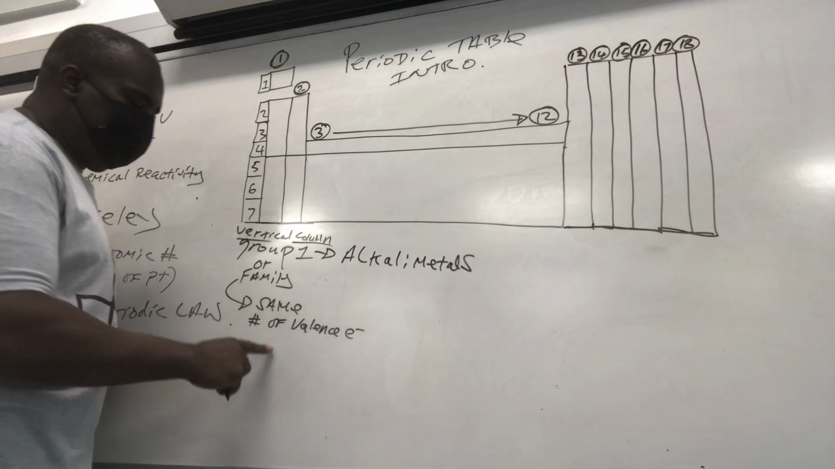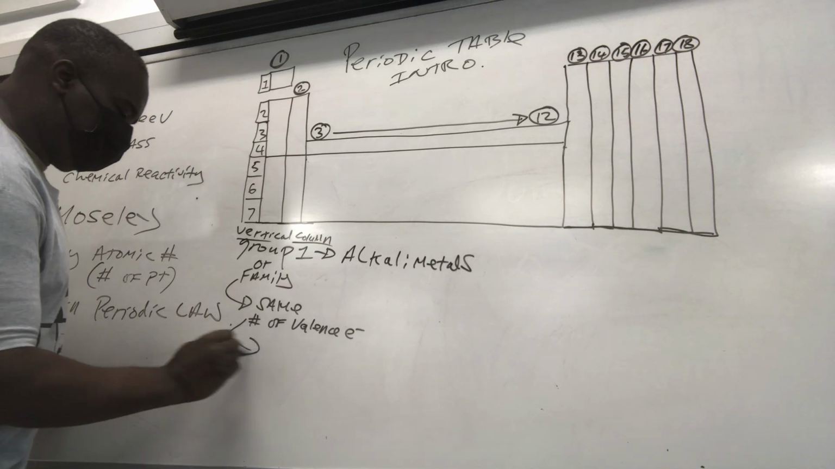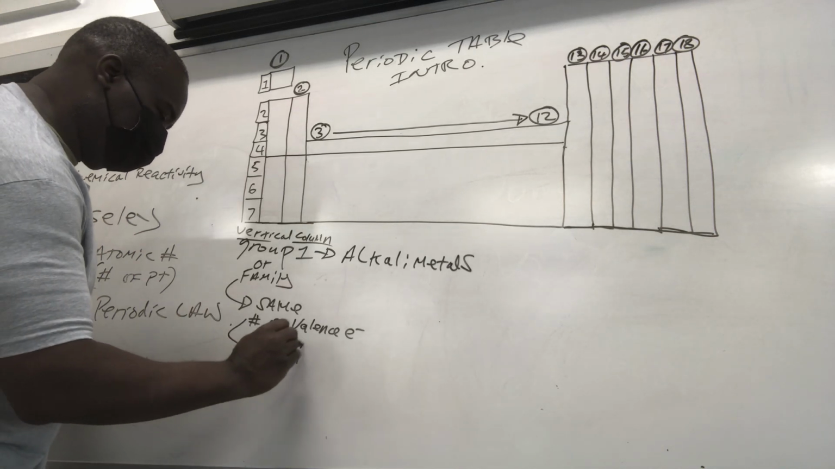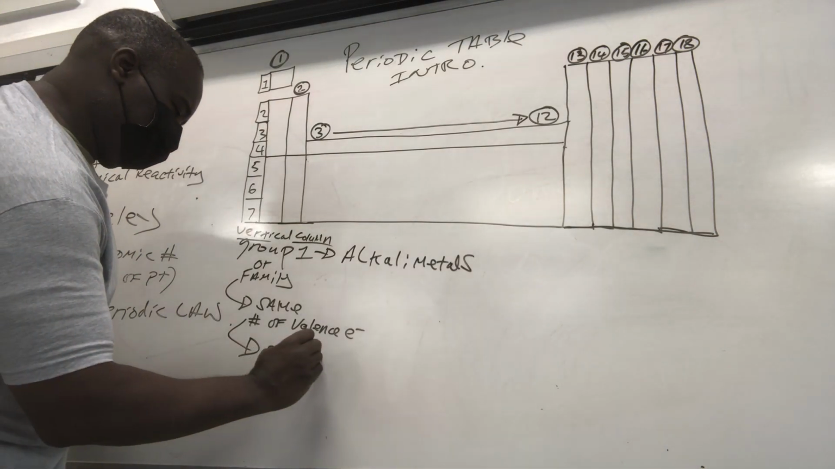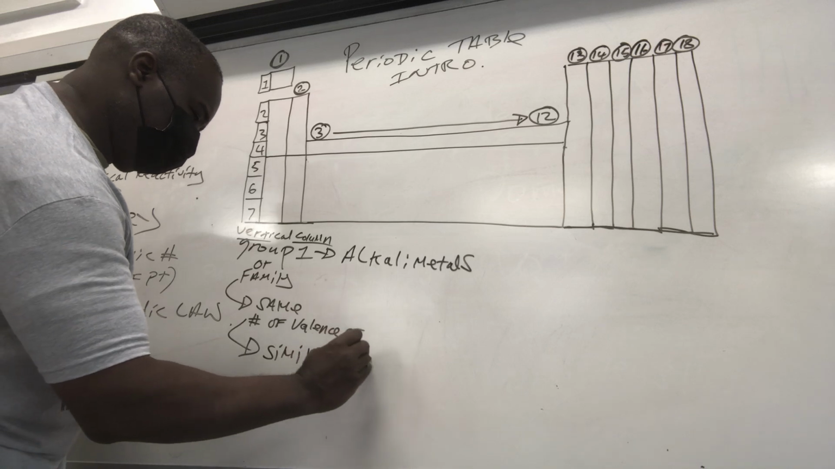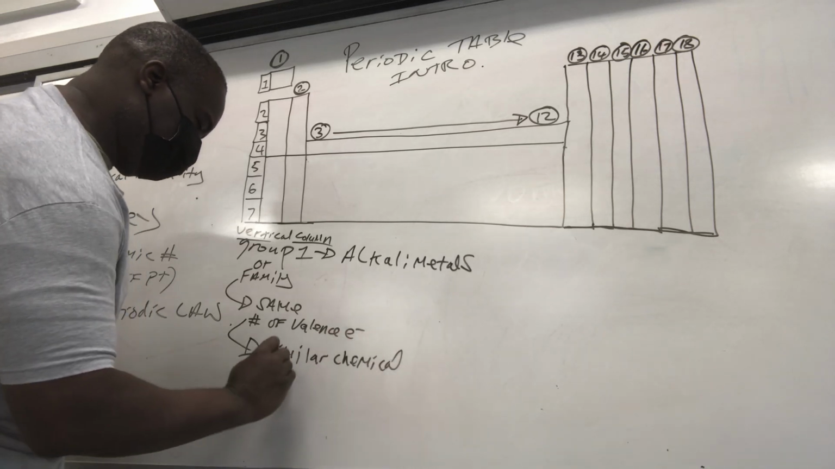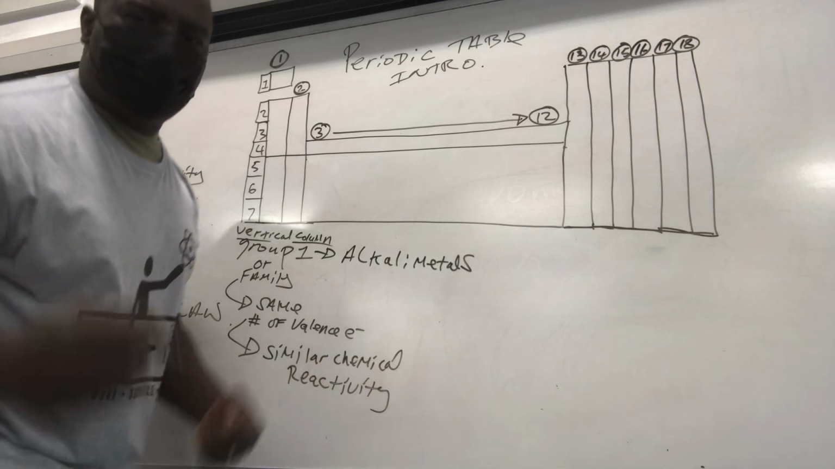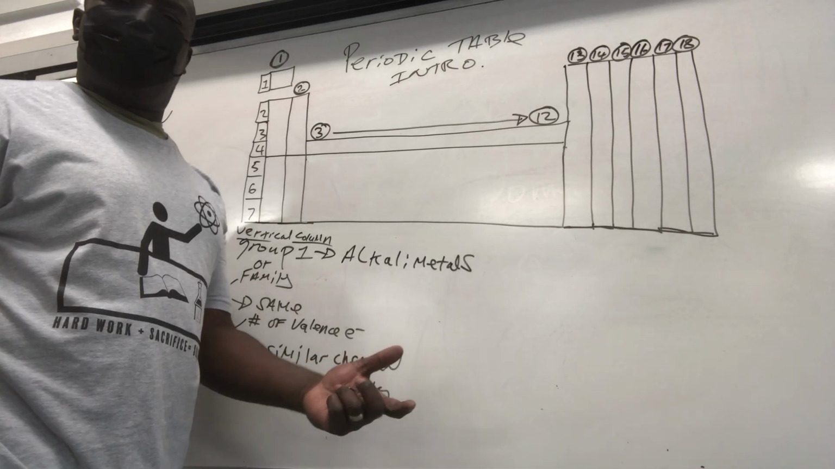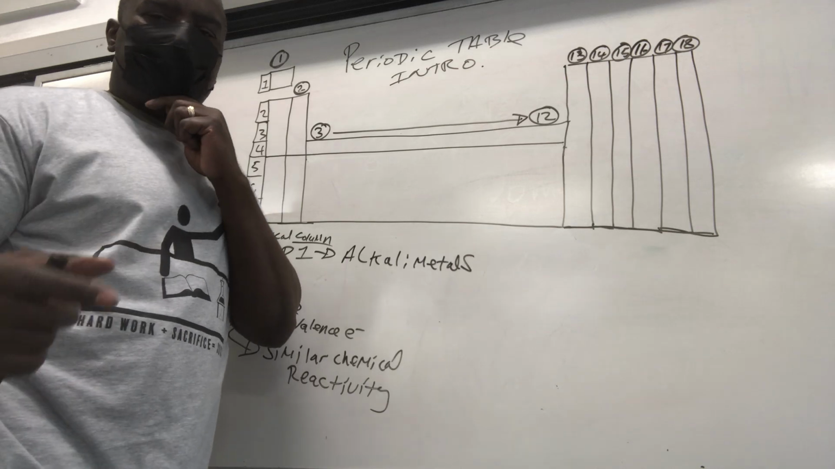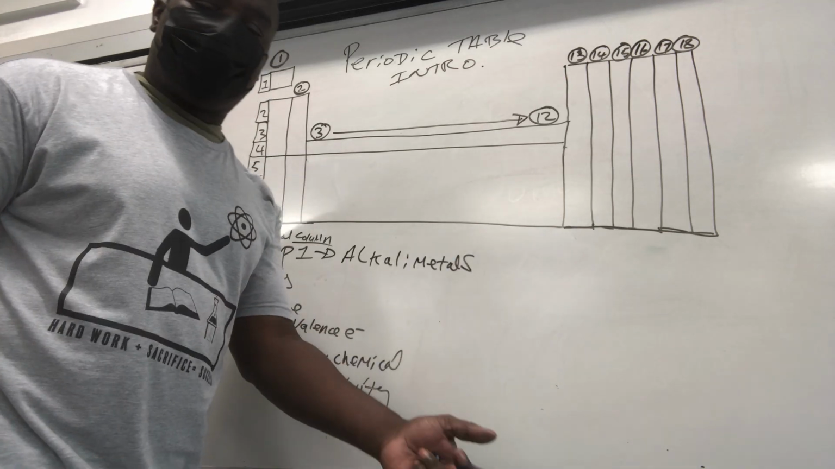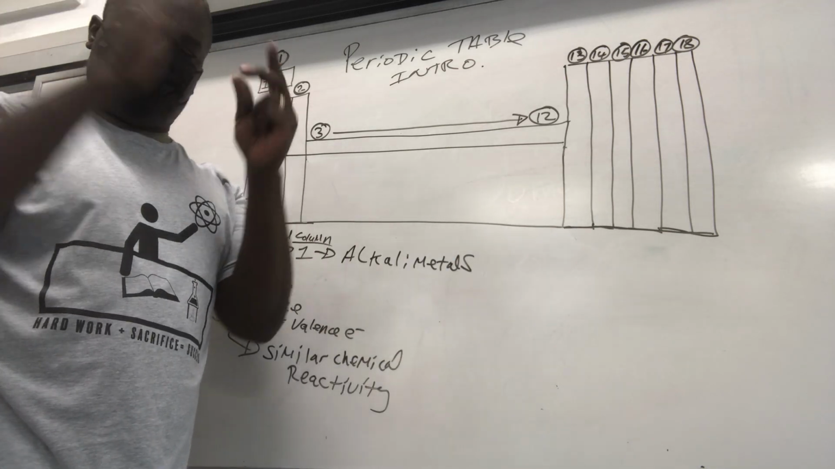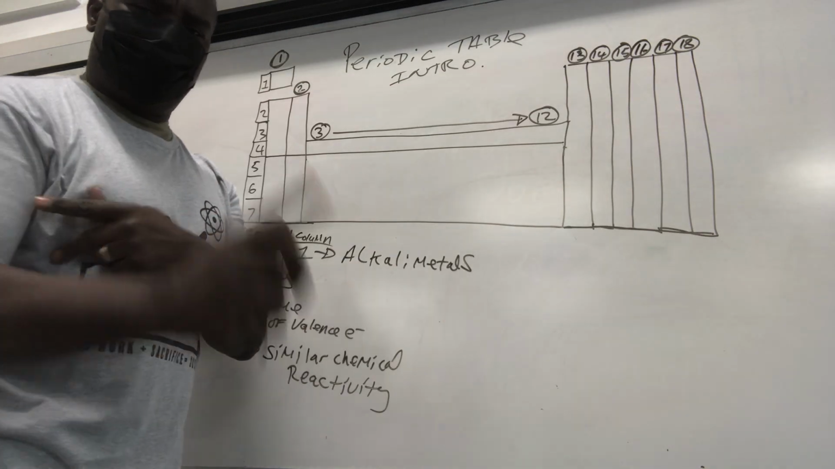So once again, I'll write it down here, they have similar chemical reactivity if you're in the same group. So if they ask you, for example, which element would tend to behave like another element, automatically think, okay, I'm looking for the same group, I'm looking for the same number of valence electrons.